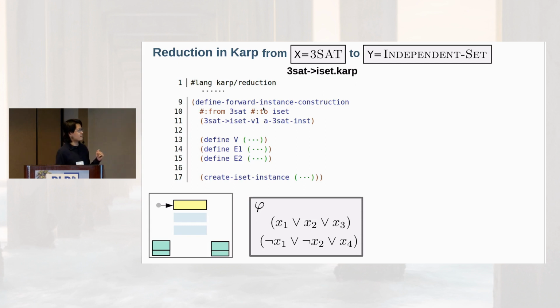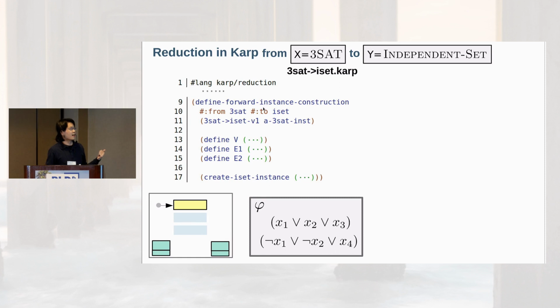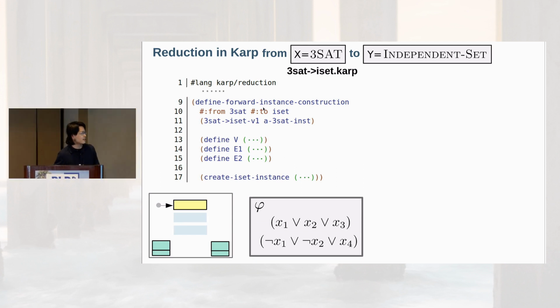Let's move on to define the actual reduction from 3-SAT to independent set using the sublanguage Karp reduction. The instance transformation, which is the actual reduction, is defined in Karp using the forward instance construction definition form. The body of this function inspects the given 3-SAT instance, takes it apart, and creates the vertices and the edges of the graph, which eventually becomes the resulting independent set instance.